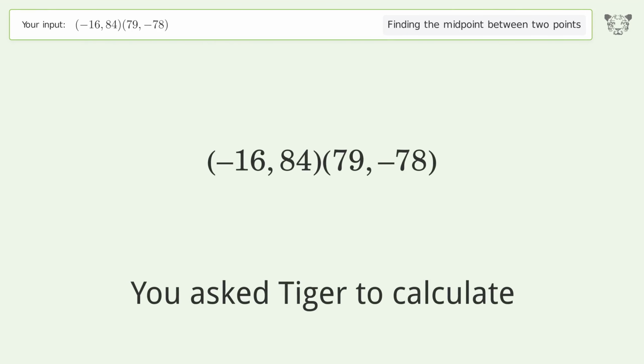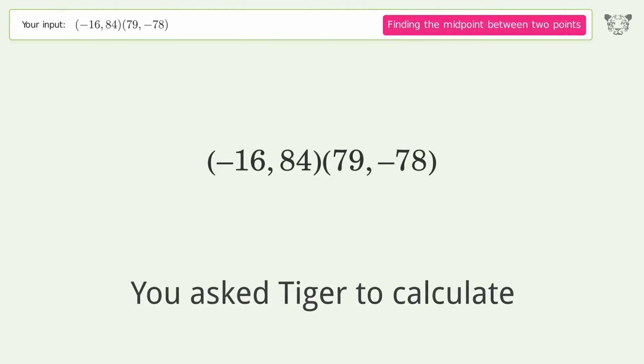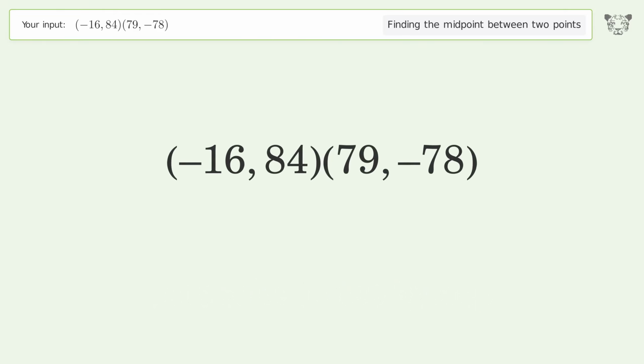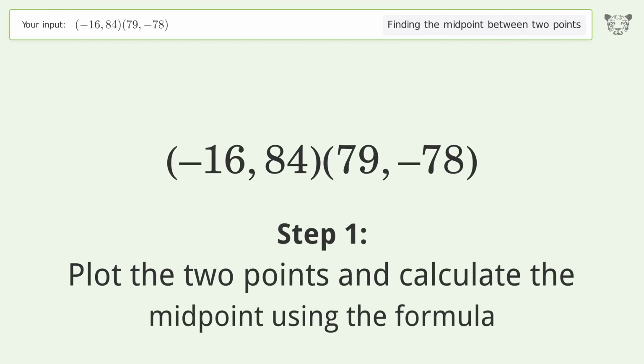You ask Tiger to calculate. This deals with finding the midpoint between 2 points. The midpoint between the 2 points is 31.53. Let's solve it step by step. Plot the 2 points and calculate the midpoint using the formula.